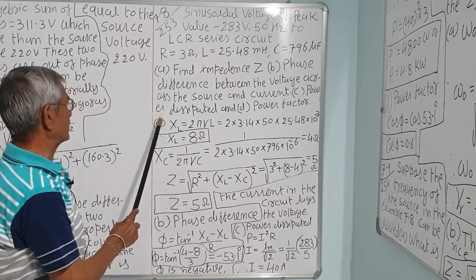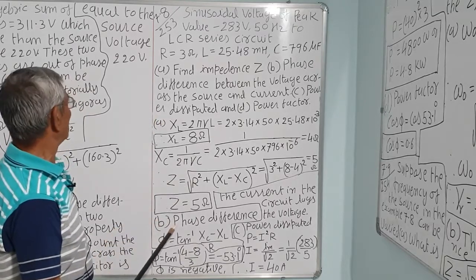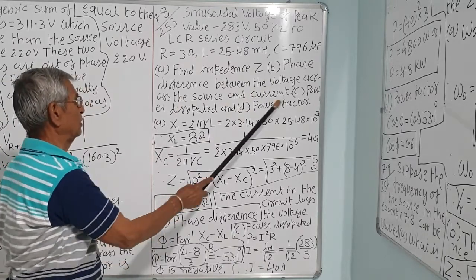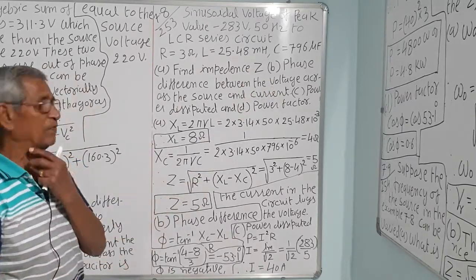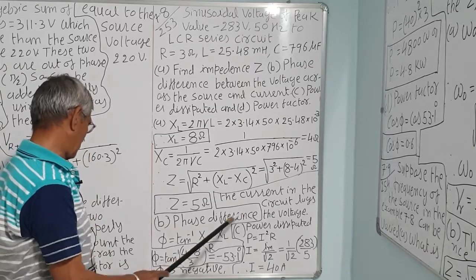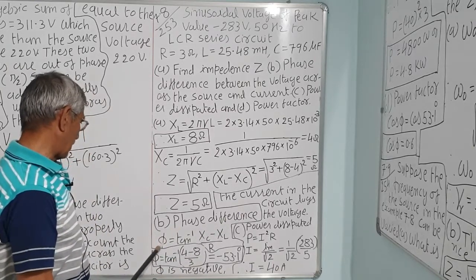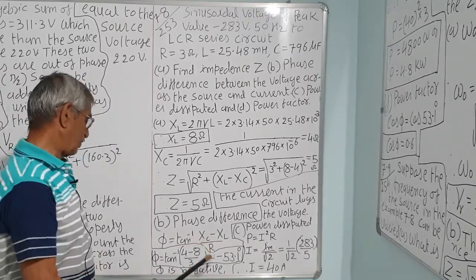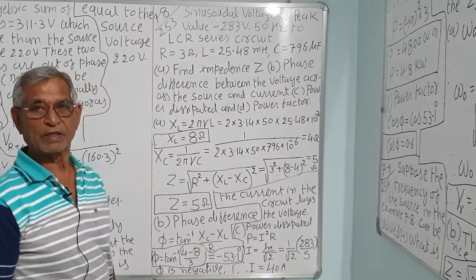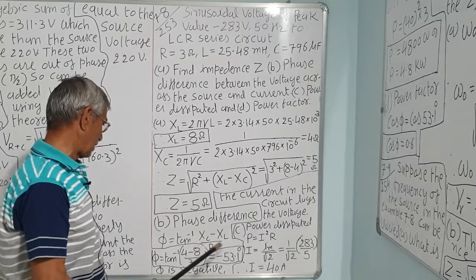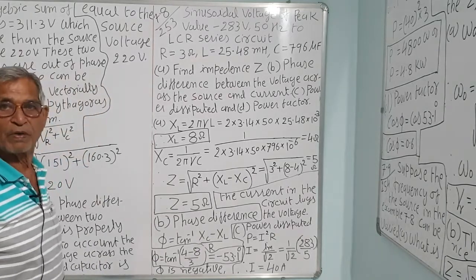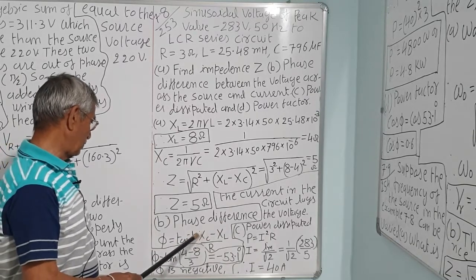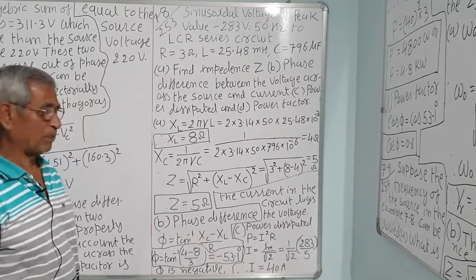Next one is the phase difference. B is the phase difference between the voltage across the source and the current, that is tan phi. We have to calculate the phase difference. Tan phi is equal to XC minus XL upon R, so phi is equal to tan inverse of (XC minus XL) upon R. We know that tan phi is equal to XC minus XL, or you can say XL minus XC also. It will give you either phi plus or minus. It is immaterial. Tan inverse, so XC minus XL upon R.